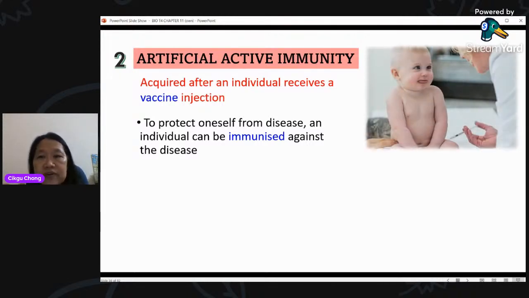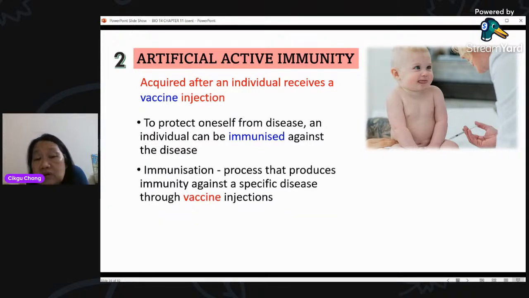Very often we bring babies to the clinic when they are a few months old. We have to start immunization at a very young age, because we must offer them protection. When they are babies, they are very young, and their cells are prone to attack by these pathogens. They do not have immunity yet, so we have to give them protection. Immunization is the process that produces immunity against a specific disease through vaccine injections. Immunization is just like vaccination. We purposely give the individual protection.